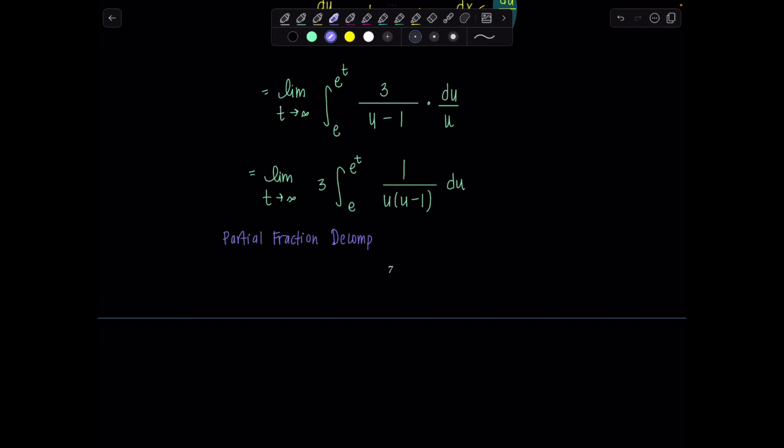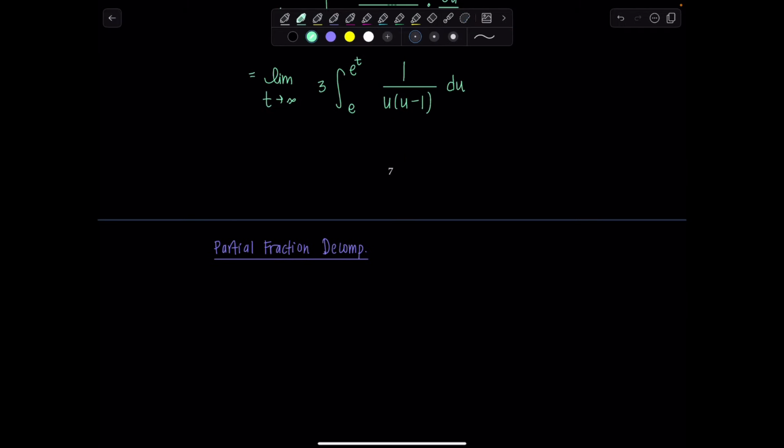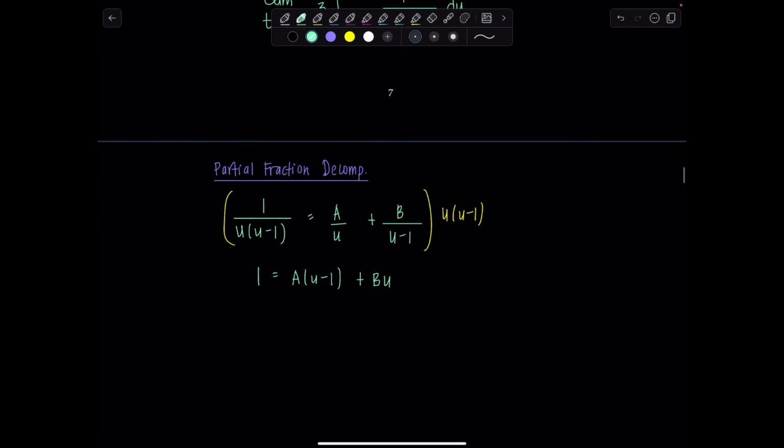So partial fraction time. Both of the factors in the denominator are linear and they're not repeated. So we're just going to have 1 over u times u minus 1 equals A over u plus B over u minus 1. Then we're going to multiply by the LCD, which is u times u minus 1. So then I have 1 equals A times u minus 1 plus B times u. And then just solve for A and B.